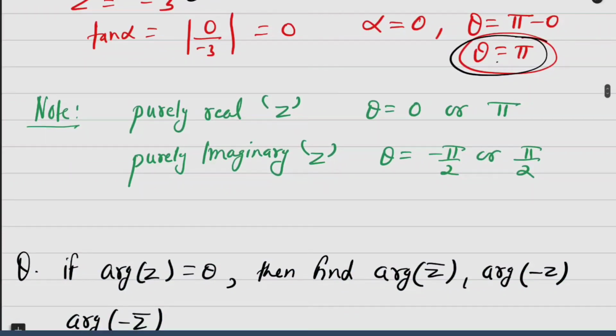So here I write the concept. If z is purely real, then theta can come out to be 0 or pi. If z is purely imaginary, then theta can come out to be minus pi by 2 or pi by 2. Or more precisely, if the imaginary part is positive, then it gives pi by 2. If the imaginary part is negative, then it gives minus pi by 2. Similarly, this is for plus, and this is for minus.